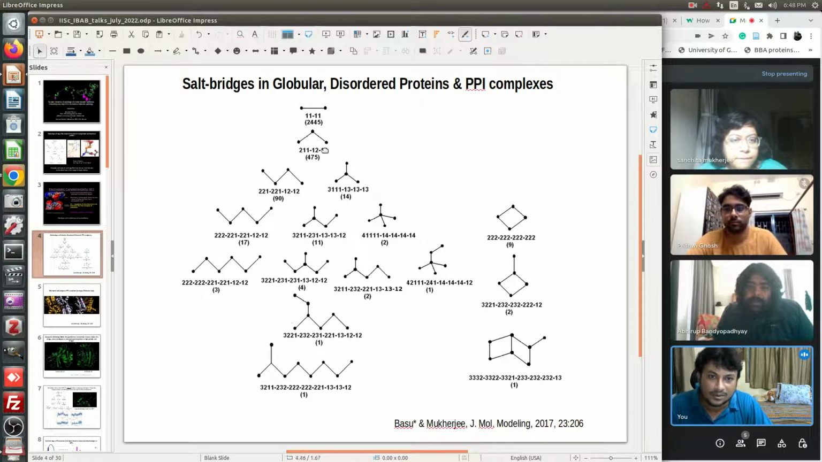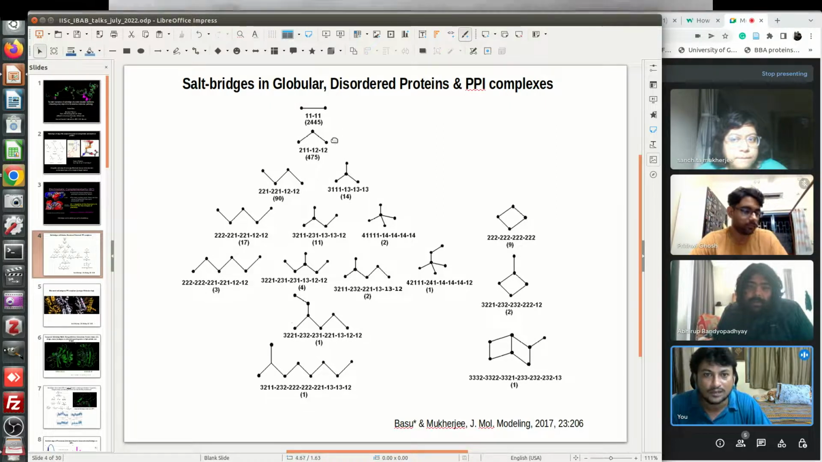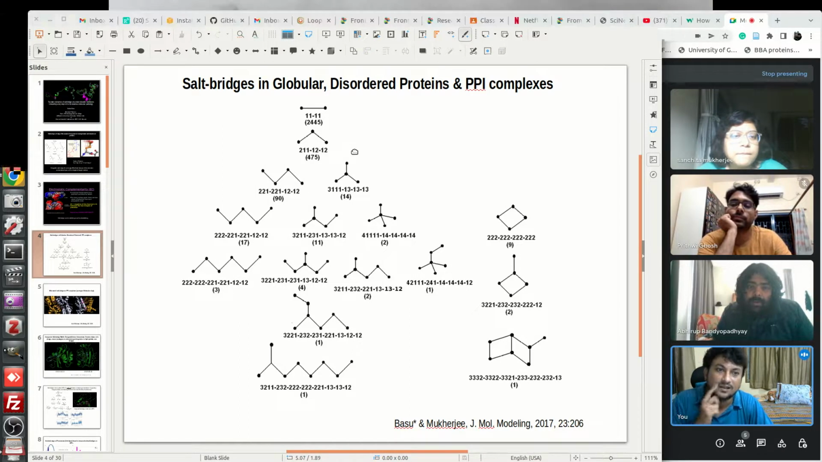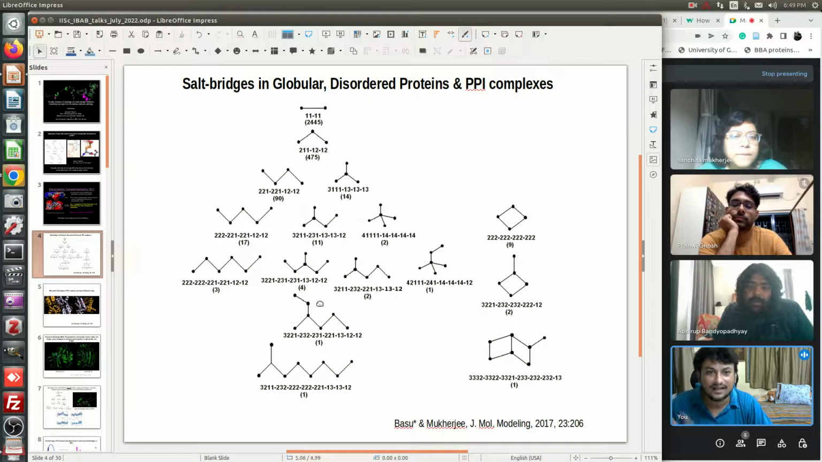An example would clear it for you. Let's take this one. So 211 refers to this node because it has a degree 2, and it is connected to two other nodes which have degree 1. And similarly 1212 are these terminal nodes, so they have degree 1, and they are connected to only a single node which has a degree 2.